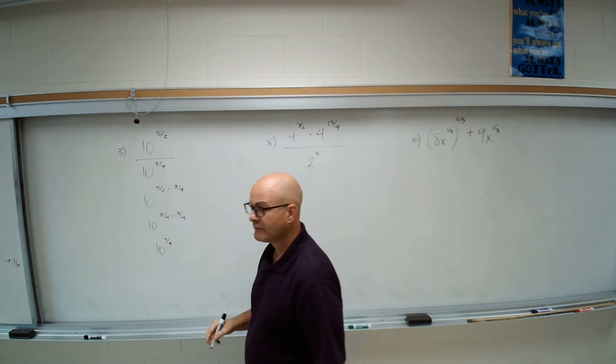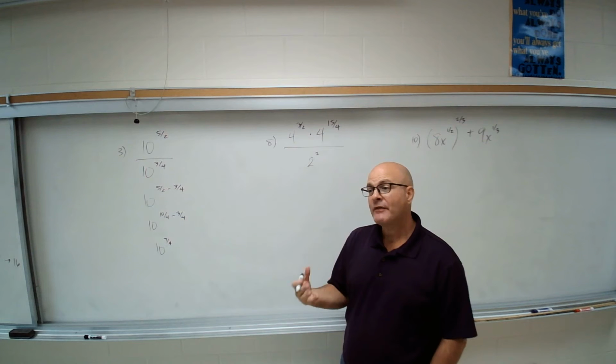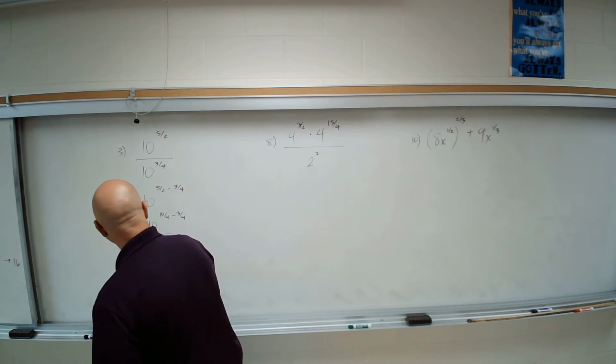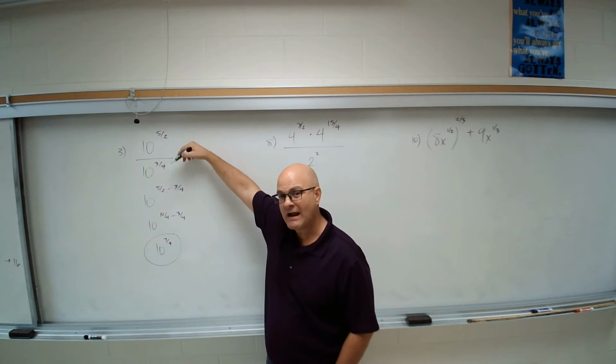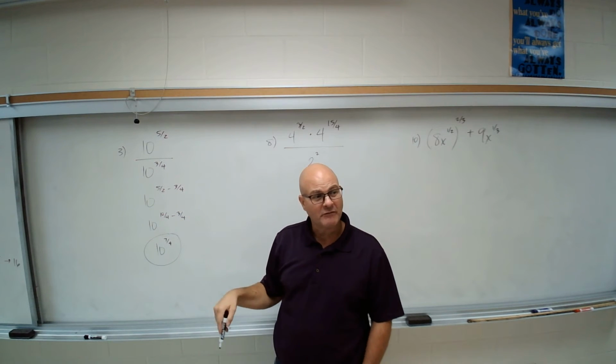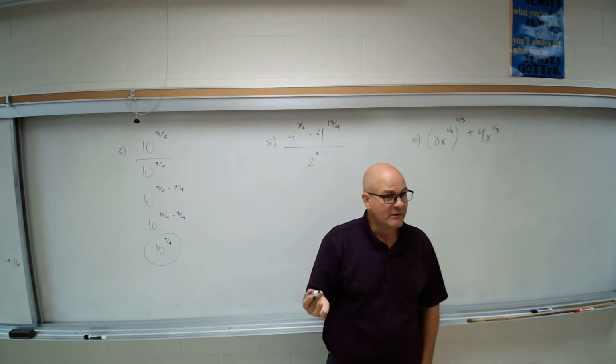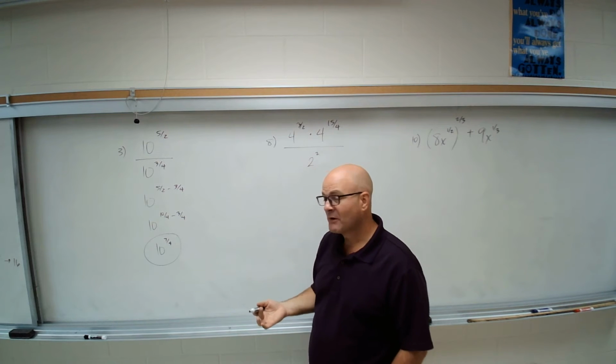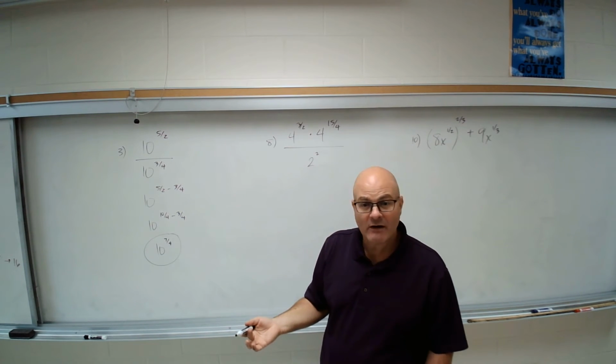So 10 to the 7/4. Now on this one, I would stop here because it started off with rational exponents. We probably want to finish with rational exponents, would be a reasonable way to do it. But there are some equivalent forms that we should be aware of here.